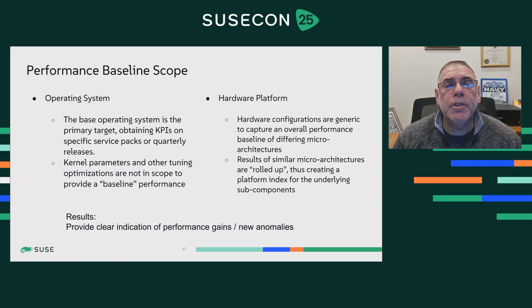The CSS team determined that focusing on base operating system releases would be paramount to ensure key performance indicators, or KPIs, were determined and to maximize efficiencies in capturing performance regressions. The team also determined hardware configurations of a like architecture would be rolled up or indexed, further simplifying results for imaging stakeholders.